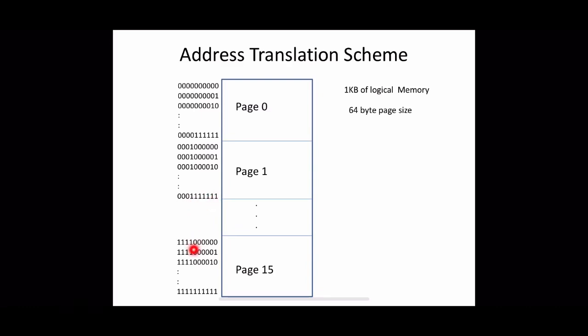The offset value within page 15 will be 0 to 63 itself, and the last address of page 15 will be 1023, right? That's the final address of the 1 KB memory. Okay.